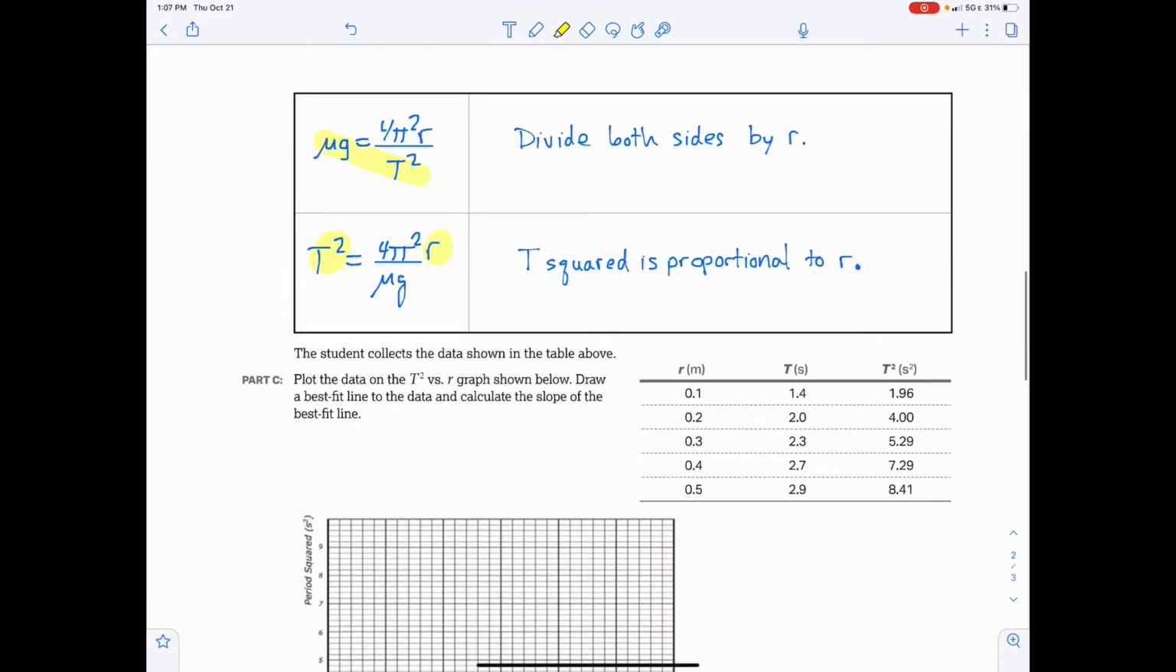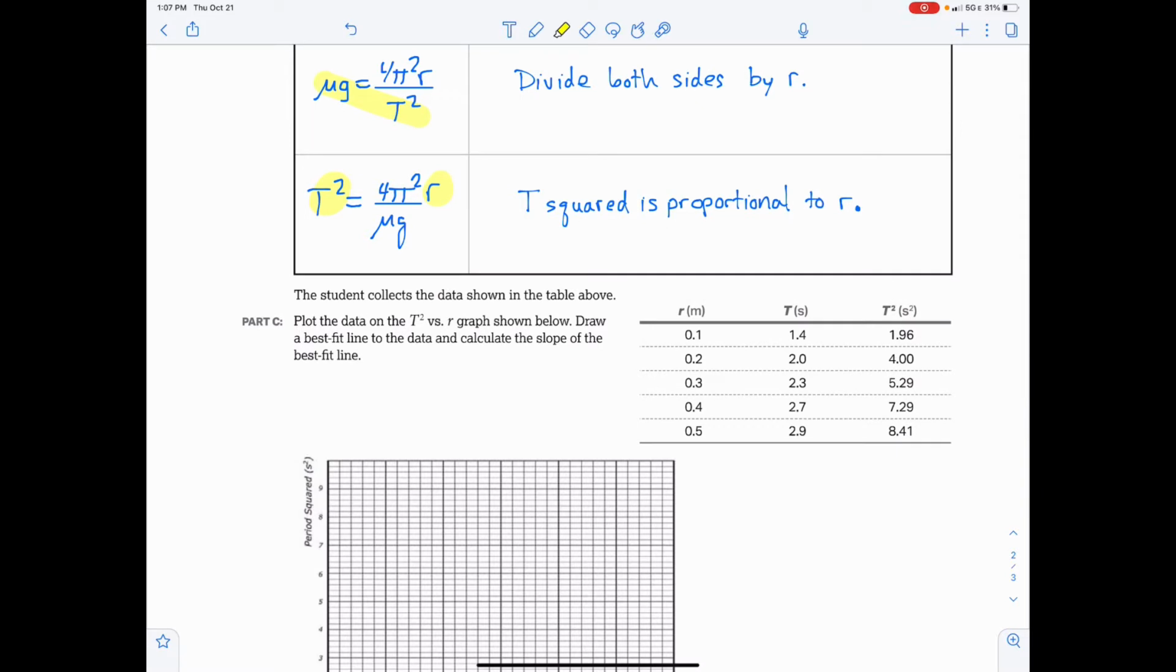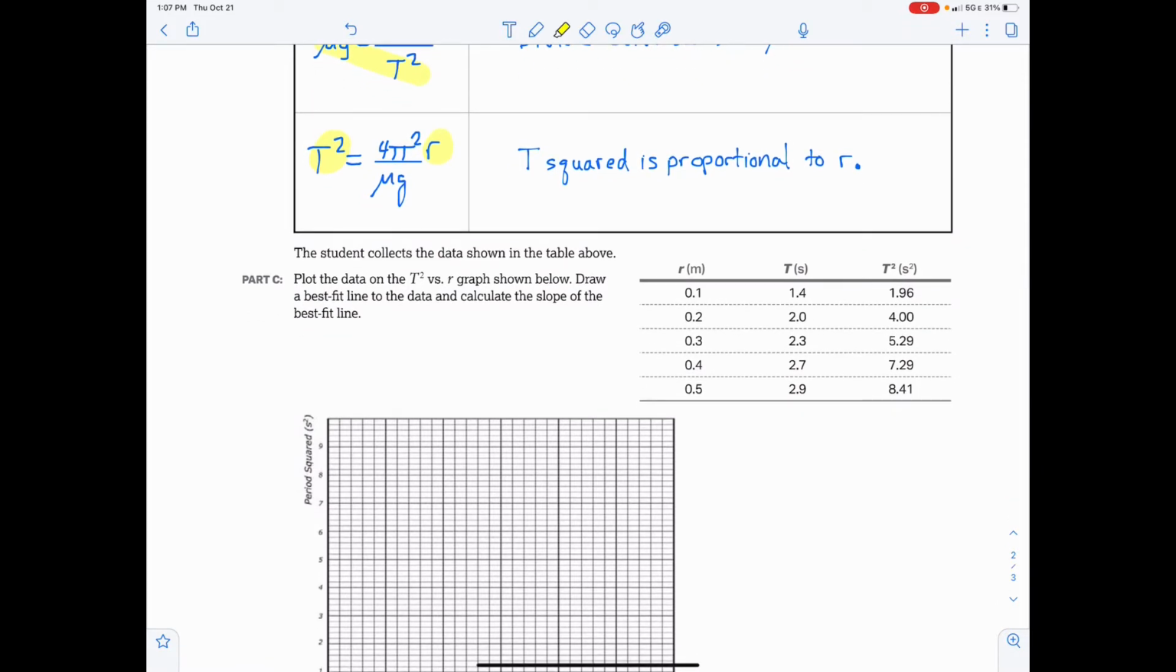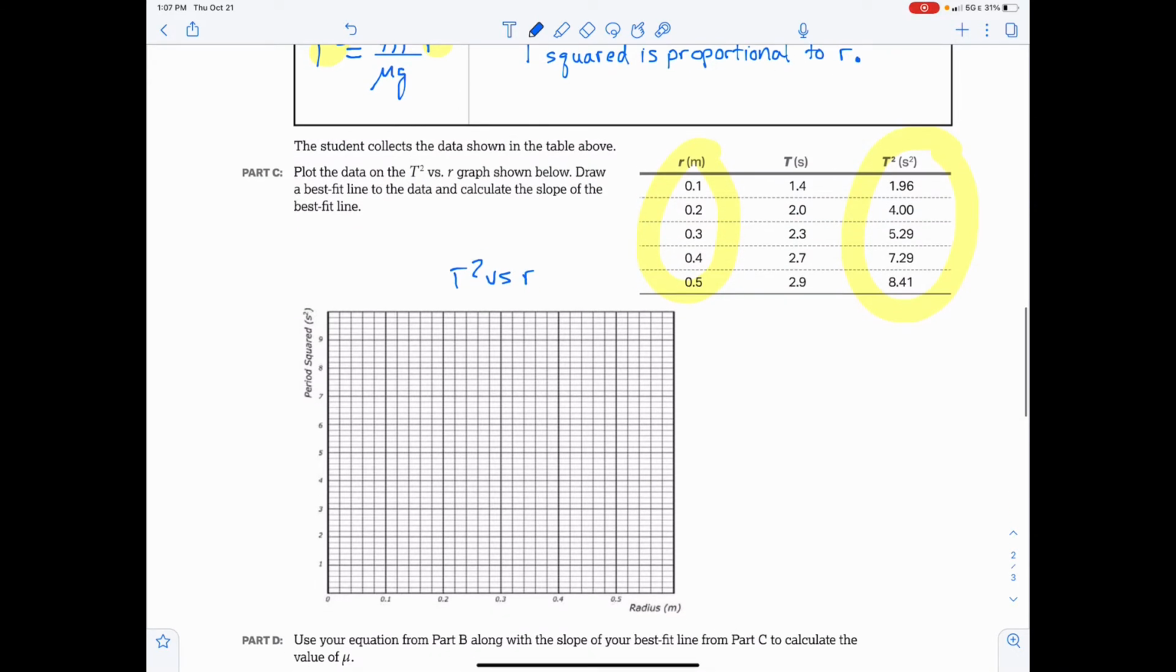The student collects the data in the table shown above. Plot the data of T squared versus r in the graph below. So we're going to plot T squared versus r. Okay, so that's going to be our graph, T squared versus r. Let's go ahead and graph this.